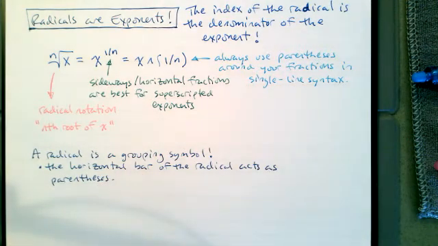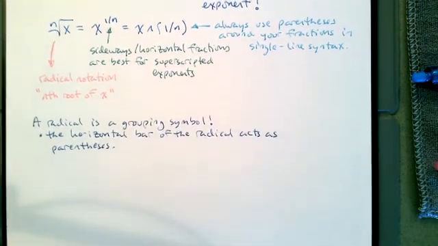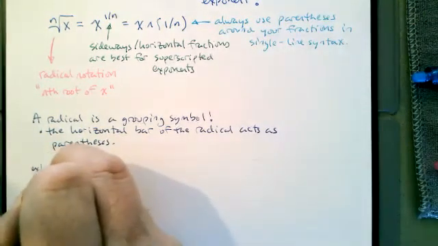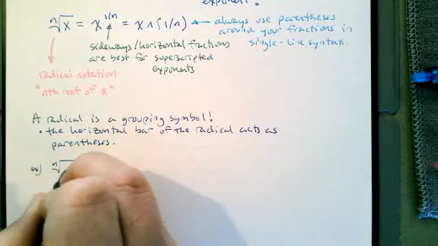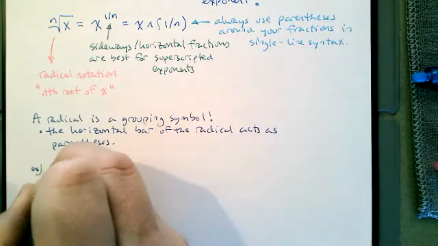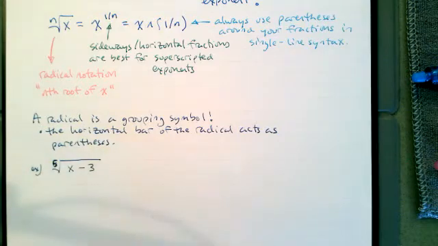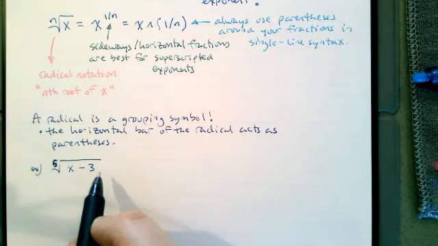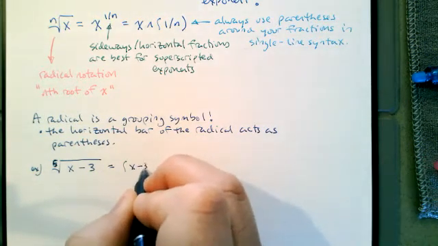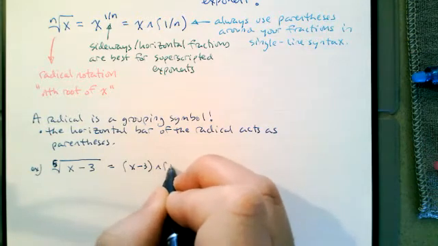The horizontal bar of the radical acts as a set of parentheses. So for example, if I write the nth root of x minus 3, I don't know why n, I'm going to change it to a 5. The fifth root of x minus 3, the bar goes over the x minus 3. So this we would interpret as x minus 3 to the 1/5 power.